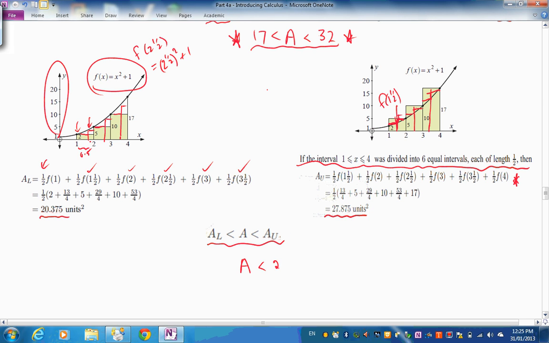It's jammed between 27.875 and 20.375 square units. Ooh, this is interesting. This is more accurate.